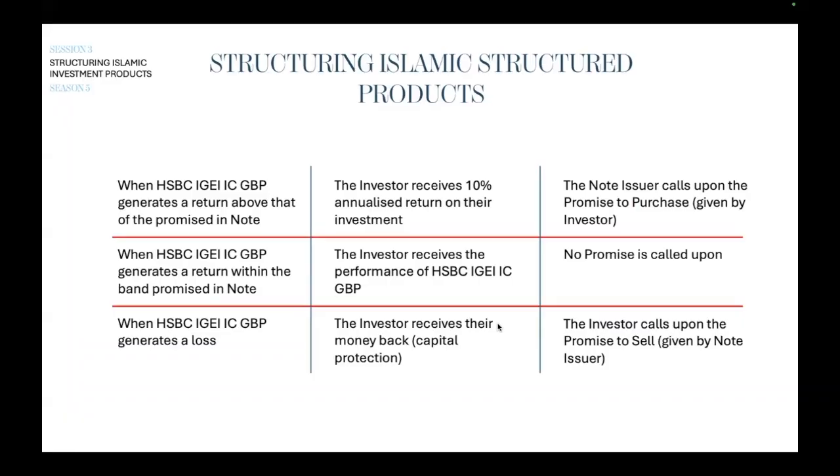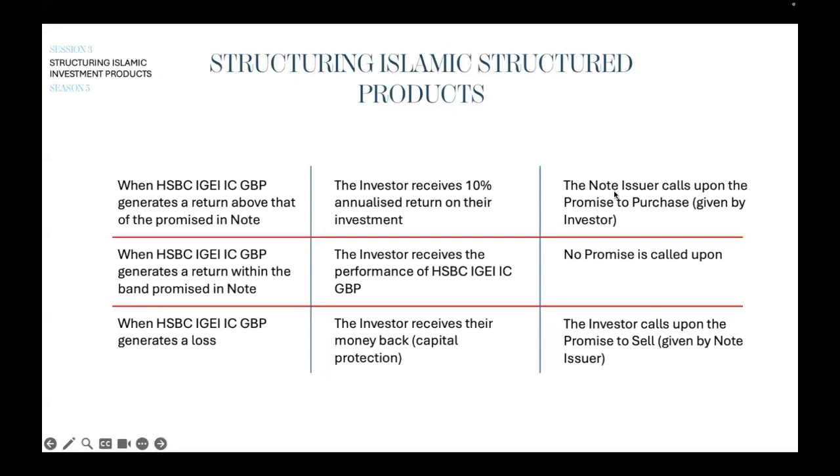When the HSBC fund generates a return above that promised in the note, the investor receives 10%. The previous table I shared with you was for the note issuer. In this case, this is the investor. Investor receives 10%. The note issuer calls upon the promise to purchase in that case. When the HSBC fund generates a return within the band promised in the note, then no promise is called upon.